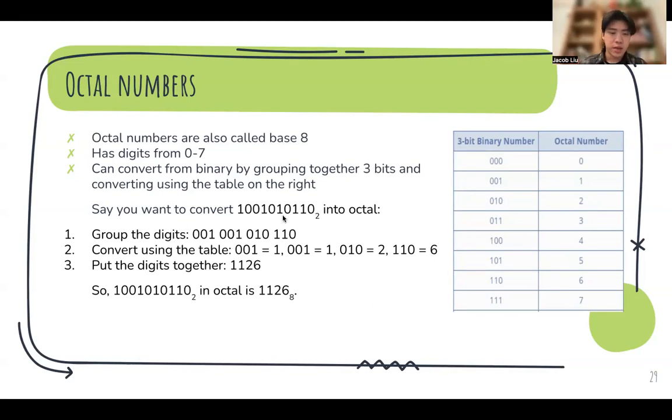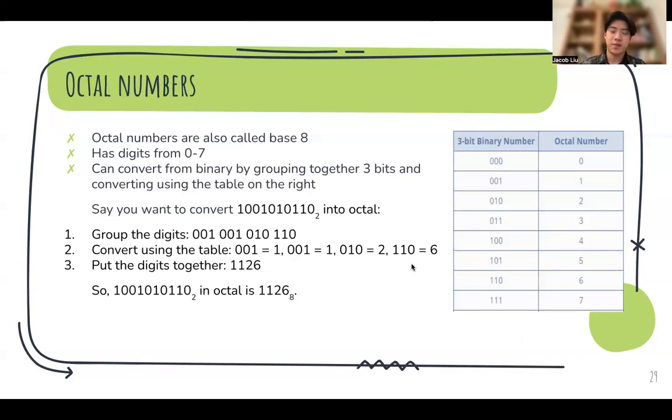Let's go through an example. Say you want to convert this binary number into octal. First, you group it into groups of 3, starting from the right and going left. You get 110, 010, 001, and 001 as your groups of 3. Then convert using this table, or you can convert in your head. Basically, convert these groups of 3 into octal numbers, which are basically just base 10 numbers that only go up to 7.